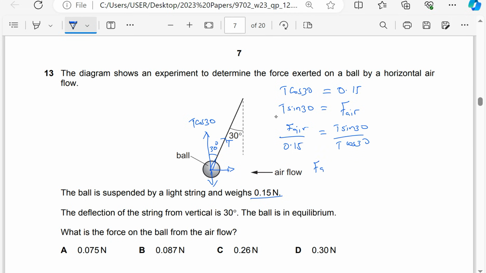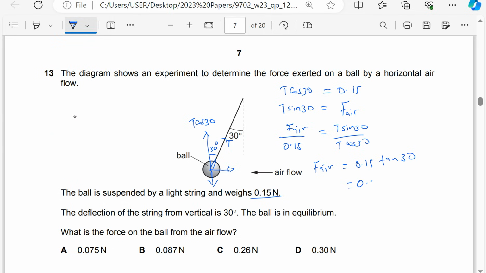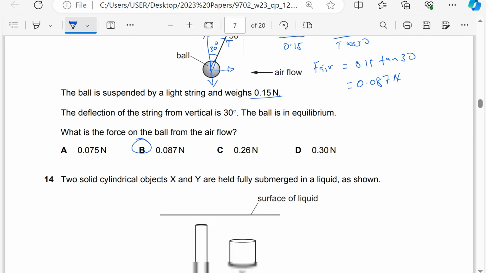So the force due to airflow is going to be 0.15 tan 30, which is 0.087 newtons. So the answer is going to be B.